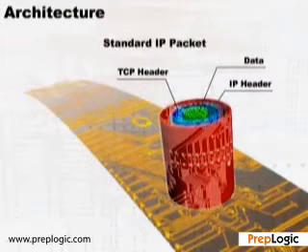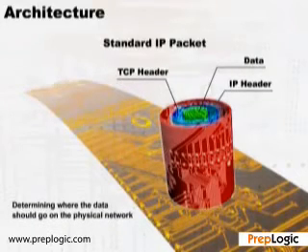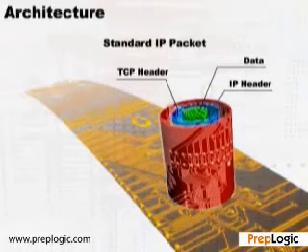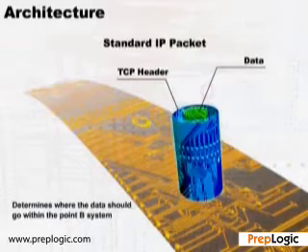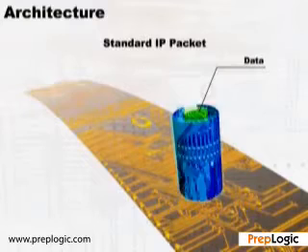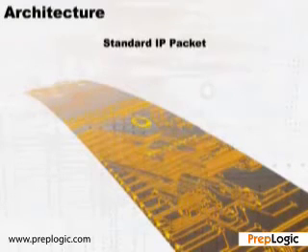So you can look at this as a layered structure. And the IP header is all about determining where the data should go on the physical network. So the IP header takes care of getting the data from point A to point B. Once it reaches point B, the IP header is removed. And now the TCP header says where the data should go within the point B system. And finally, once it gets to that location, the TCP header is removed, the data is reassembled and delivered to the application on the receiving end.